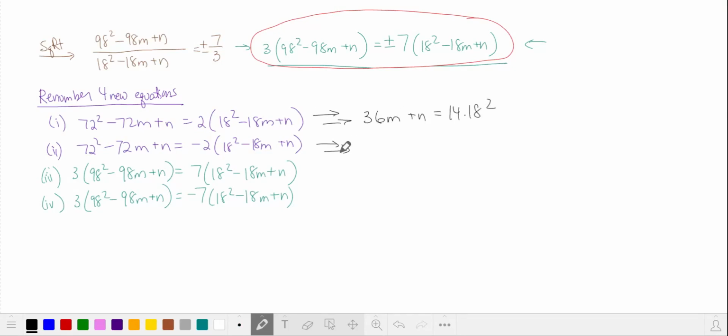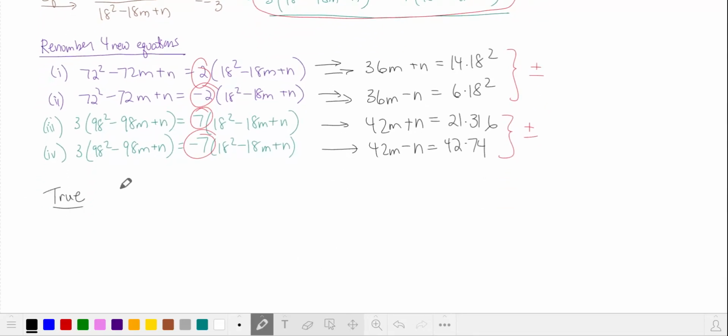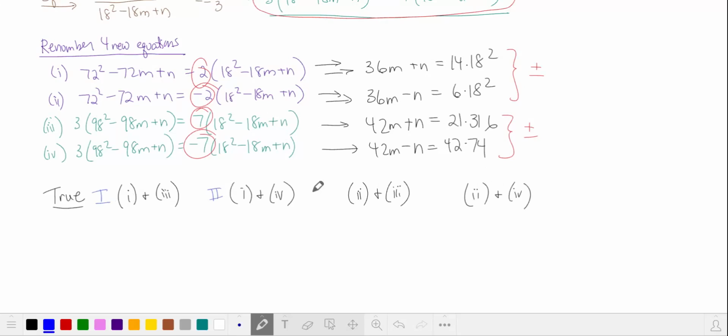And we'll repeat this process for all 4 of these. Recalling that each of these pairs of equations come from the same plus or minus situation that we have here, we can't have equations 1 and 2 be true at the same time, and similarly we can't have equations 3 and 4 be true at the same time. So we're going to test the situations where equations 1 and 3 are true, 1 and 4, 2 and 3, or 2 and 4. And we'll call these cases 1, 2, 3, and 4.